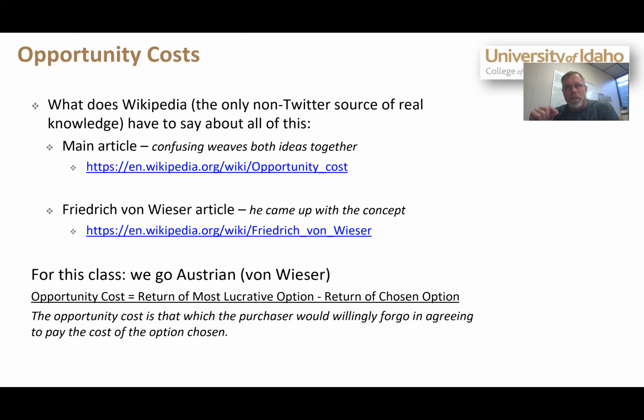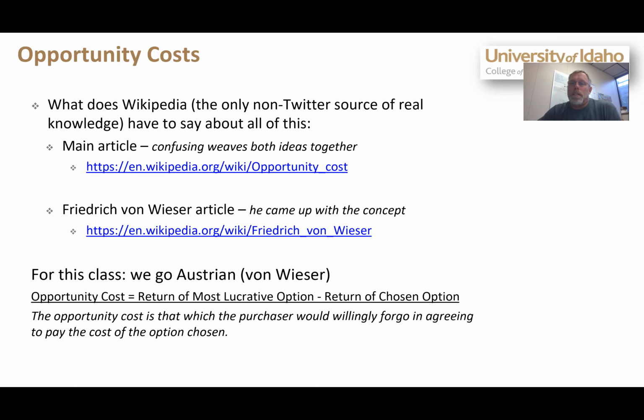But in general, these 2 approaches, supply side and demand side, are the Brits. That's Alfred Marshall, our Marshallian cross that we use in our economics model, and the Austrian approach. And we're going Austrian here. So we're using the market model from the Brits, but we're going to go Austrian here. And what it is, the opportunity cost is the return of the most lucrative option you could have had against the return of the chosen option.